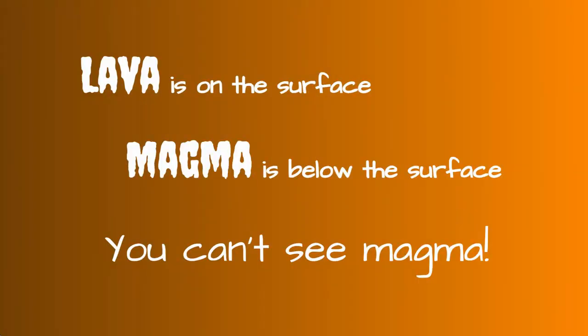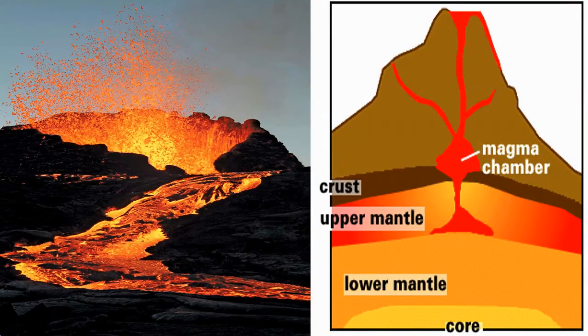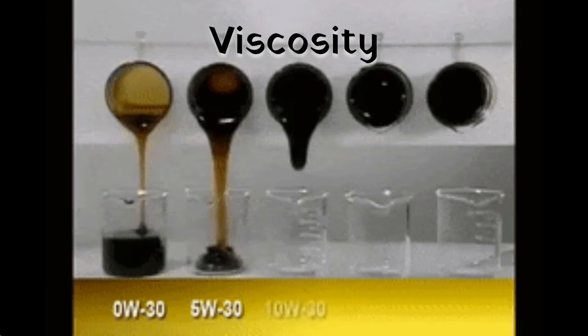If you guessed magma for any of them, magma is below the ground. Lava is on the surface. So you can't see magma, you can only see lava. The only difference between the two of them is where they are. So anything that you can see is considered lava. What you can't see is magma. And we can't see it, so you just have to trust me on that.